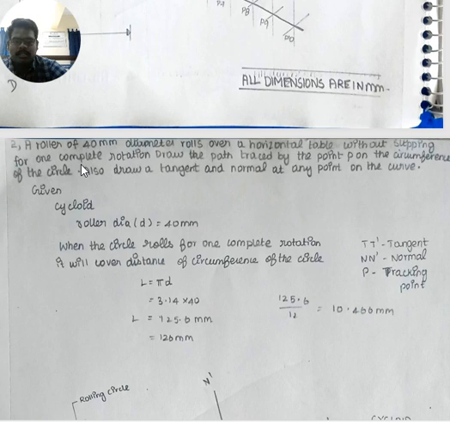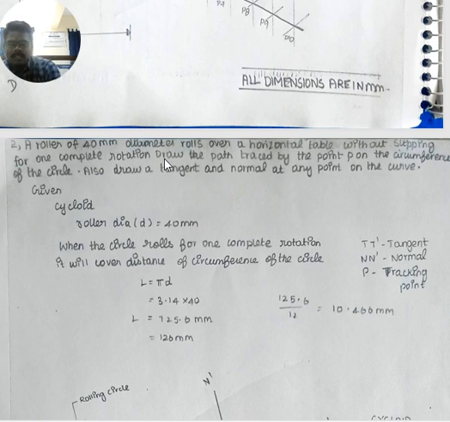In the question they have not mentioned anything about the type of curve. So here there is a roller object. The roller diameter is 40 mm. It rolls over a horizontal table without slipping for one complete rotation.